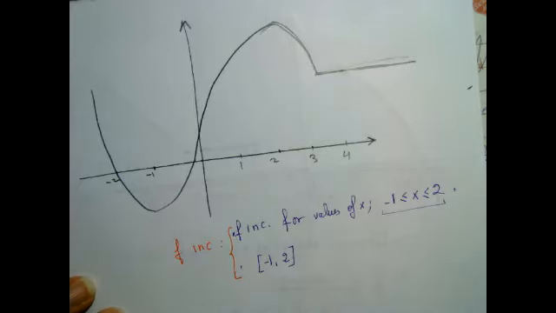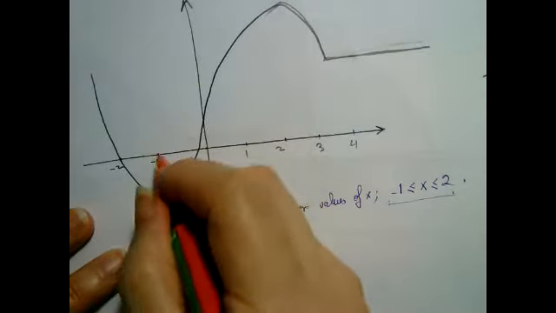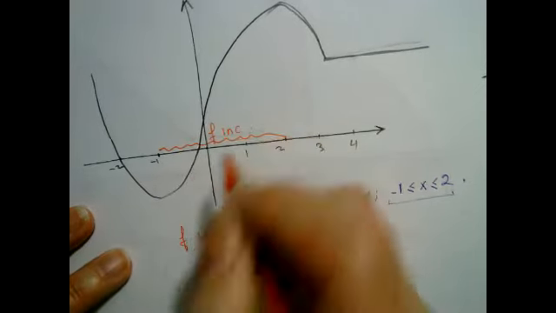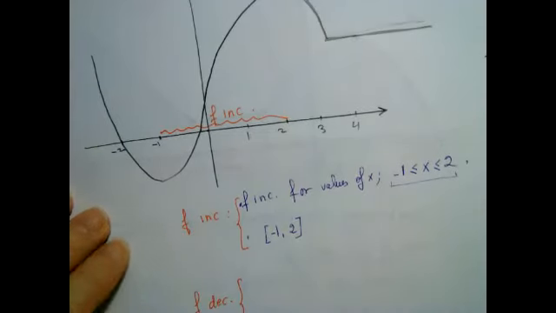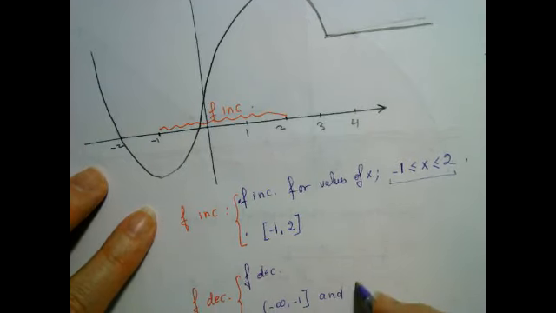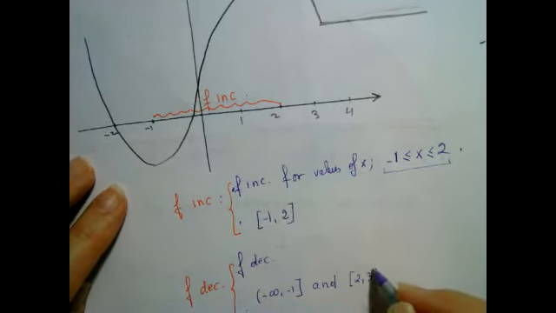Okay, f decreasing quickly. Did you want me to continue? Yeah, if you want to, I don't care. Go ahead. But let me here on the graph make sure. F decreasing. Okay. -infinity to -1. And then 2 to 3. Okay. You can close it or open it. It doesn't really matter.